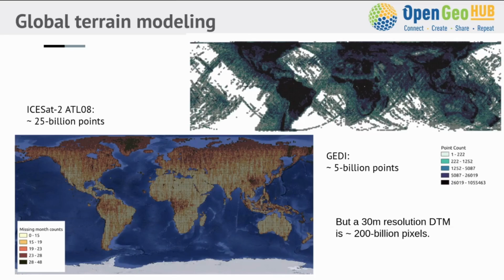We can't really train the model with 30 billion points. Maybe we can, but we are not Google, we are not OpenAI. So we try to find a way to leverage all this data and produce one digital terrain model. Also, the digital terrain model is about 200 billion pixels in size, which is even more pixels than the points of both of the space-borne lidars aggregated.